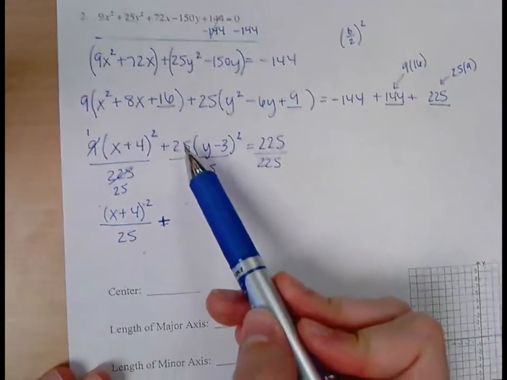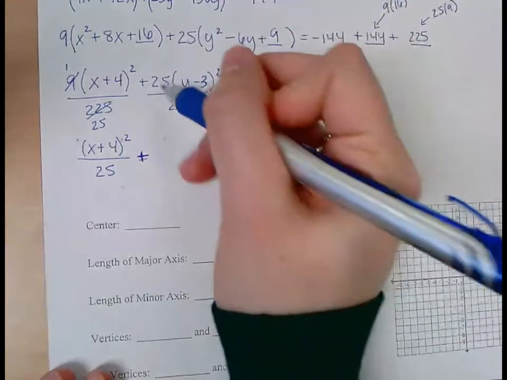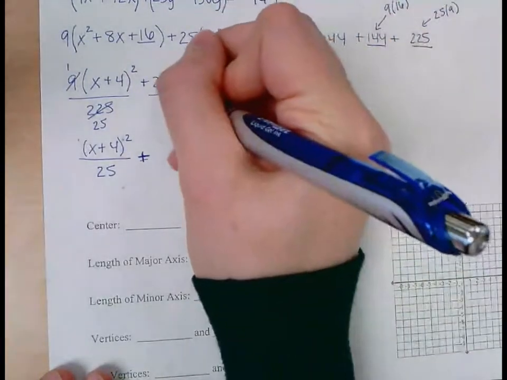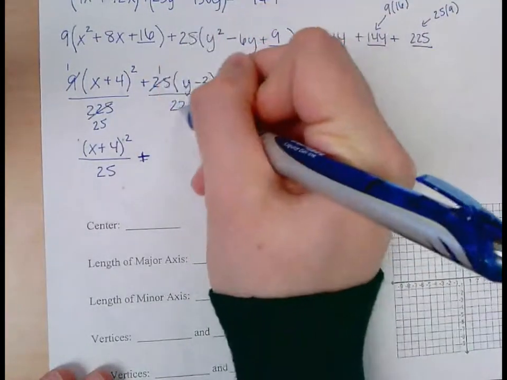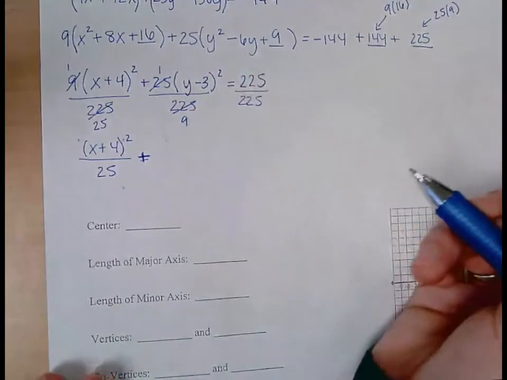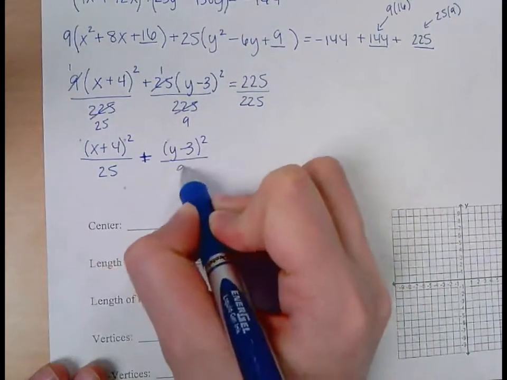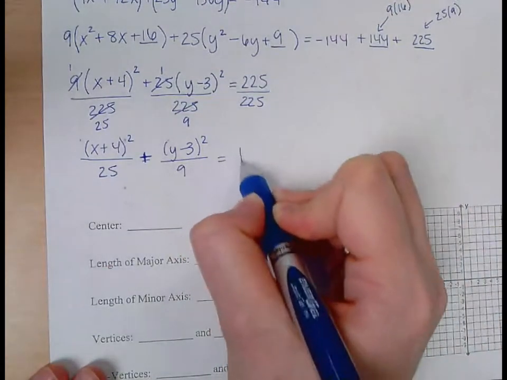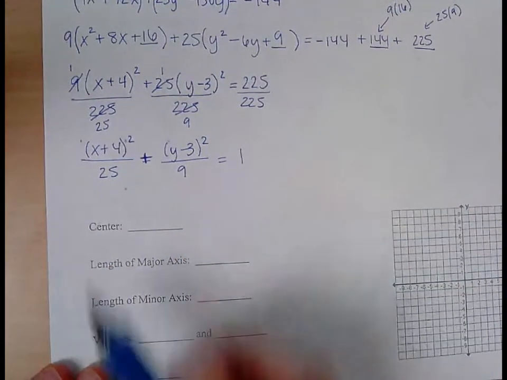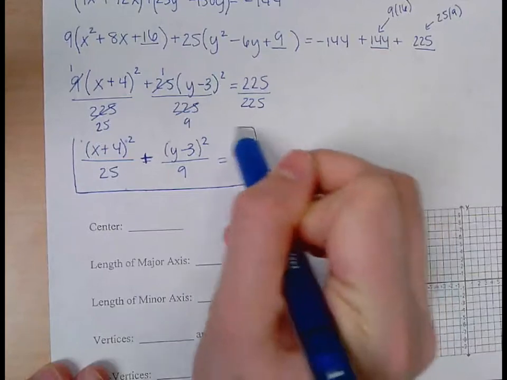Same thing with the 25 over 225. I know if I divide by 25, I'll get 9. So the 25 would be a 1, 225 on the bottom would be a 9. So I would have y minus 3 quantity squared over 9, and then equals 1. So this is my standard form.